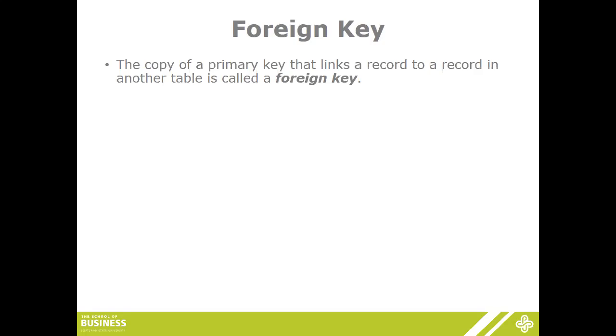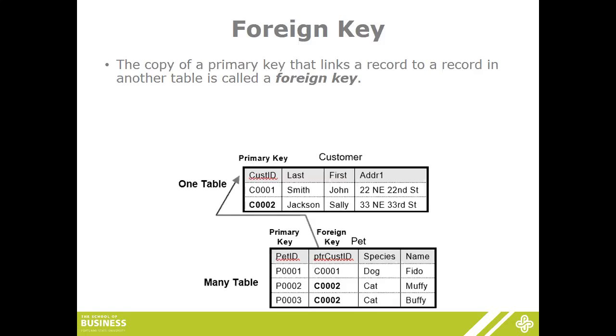The foreign key is the linking mechanism that allows the two tables to talk. So the foreign key will exist on the many side of a table relationship, and it links back to the primary key on the one side of the table. So here we have our one table, and it's our customer table. We have our many table, which is our pet table.